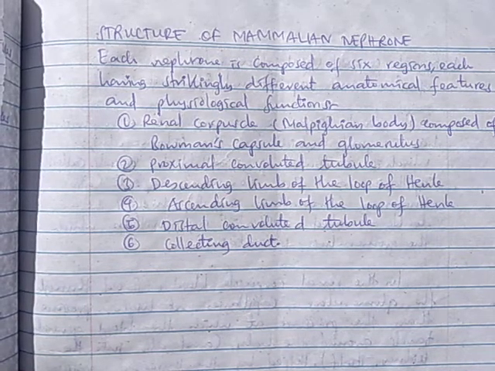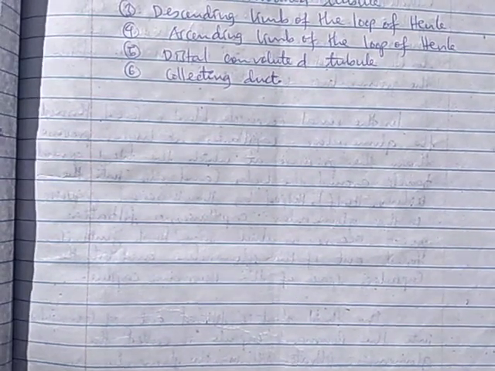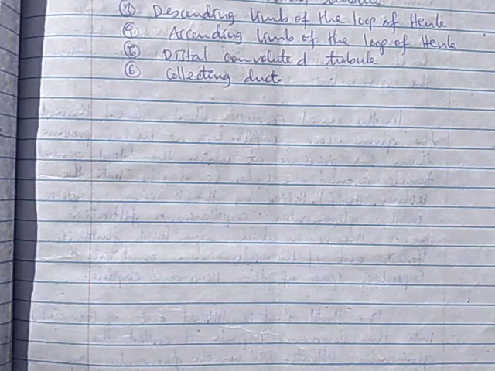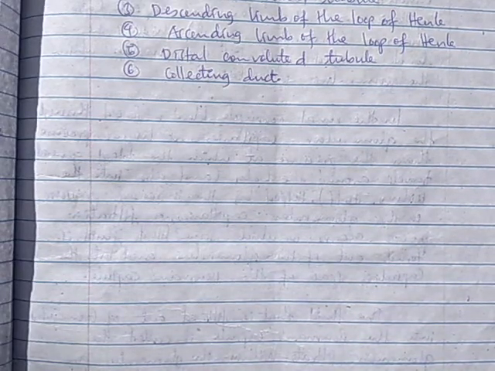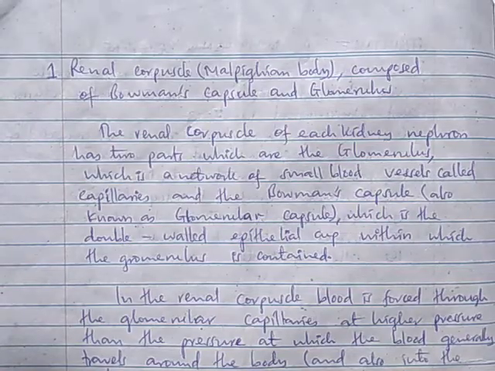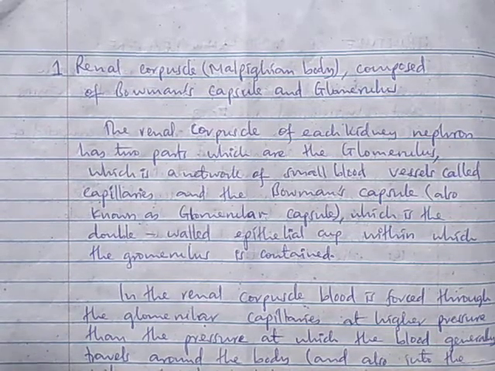Now, in this space we should have a diagram of the nephron, but I don't have a diagram of the nephron here. But I know you know about the diagram of the nephron. If you don't know, then we shall see it later. Now, we are starting by discussing the renal corpuscle.